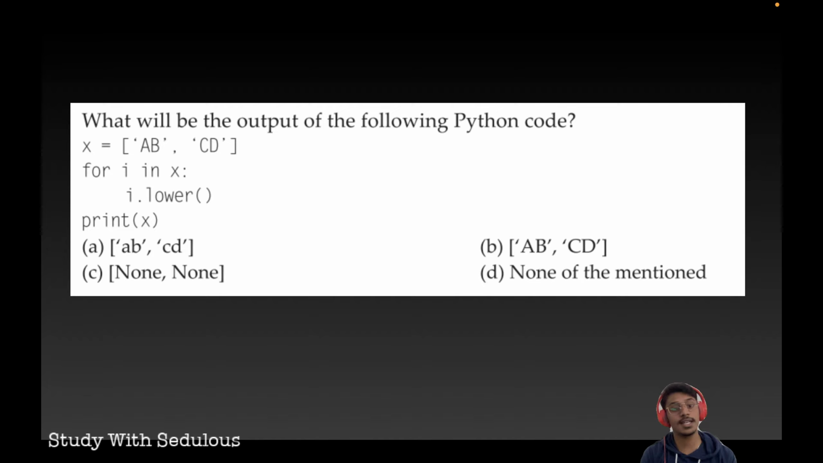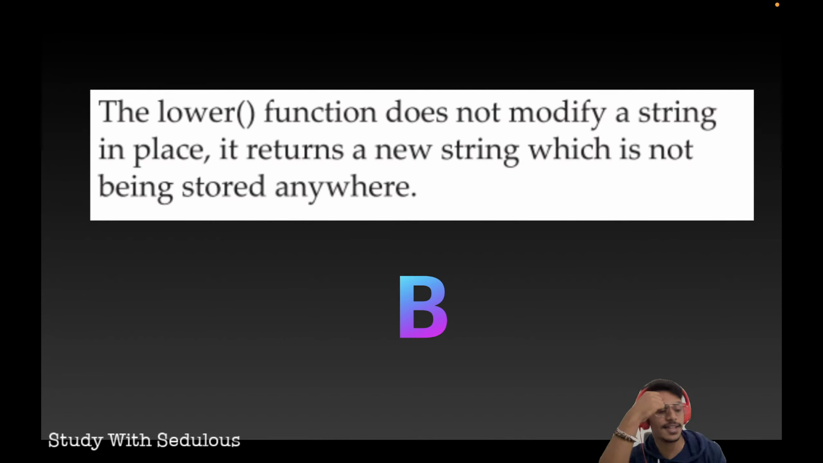Asuran Gaming. Dude, if you are saying any answers, please, I didn't even number it, right? Fine, I'll understand somehow. Bro, it was actually B, Asuran Gaming. It was answer B. Fine. Lower function does not modify a string in place. It returns a new string which is not being stored anywhere. Okay.